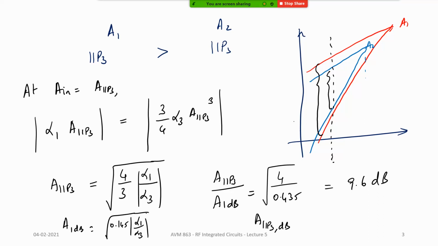Here you have 4 by 3 alpha 1 by alpha 3. So you can compute it in dB terms. It becomes A_1dB plus 9.6 dB. In other words, this is again a rule of thumb type equation. If you know that the 1 dB compression point of your amplifier is, let's say, 10 dBm, your IP3 point will be 20 dBm, roughly. IP3 point and 1 dB compression point are separated by approximately 10 dB, and A_IIP3 is roughly 10 dB higher than your 1 dB compression point.